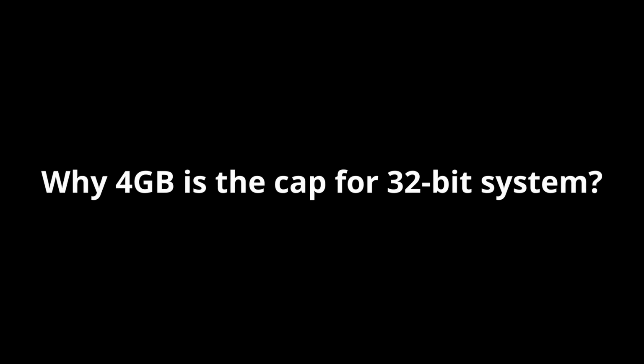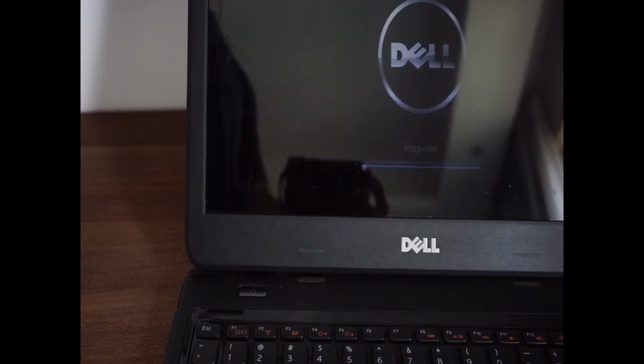Now we can discuss the question: why can a 32-bit system only have up to 4 gigs of RAM? First of all, we need to understand how the binary numbering system works. Since a computer can only recognize on and off signals, it has to use a binary numbering system instead of the decimal one that we're most familiar with.